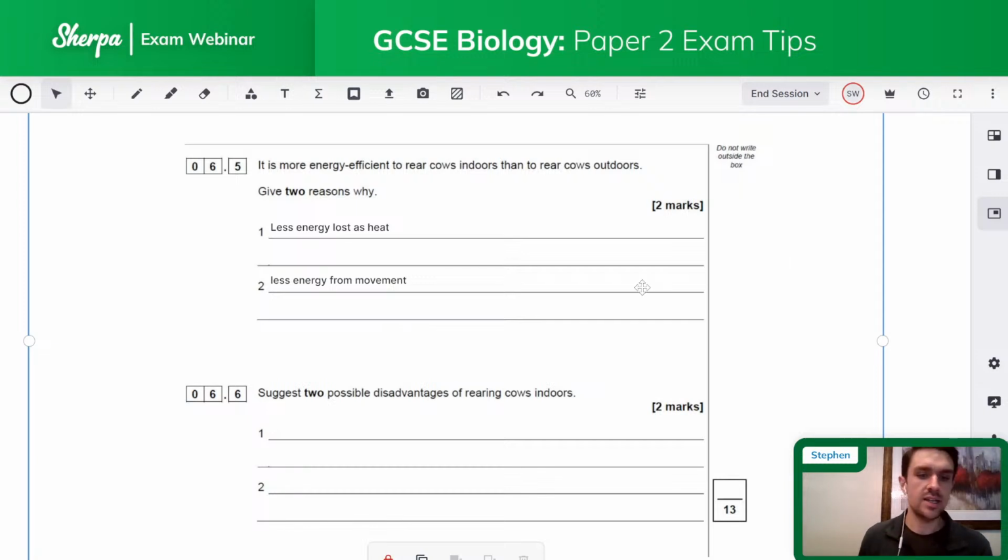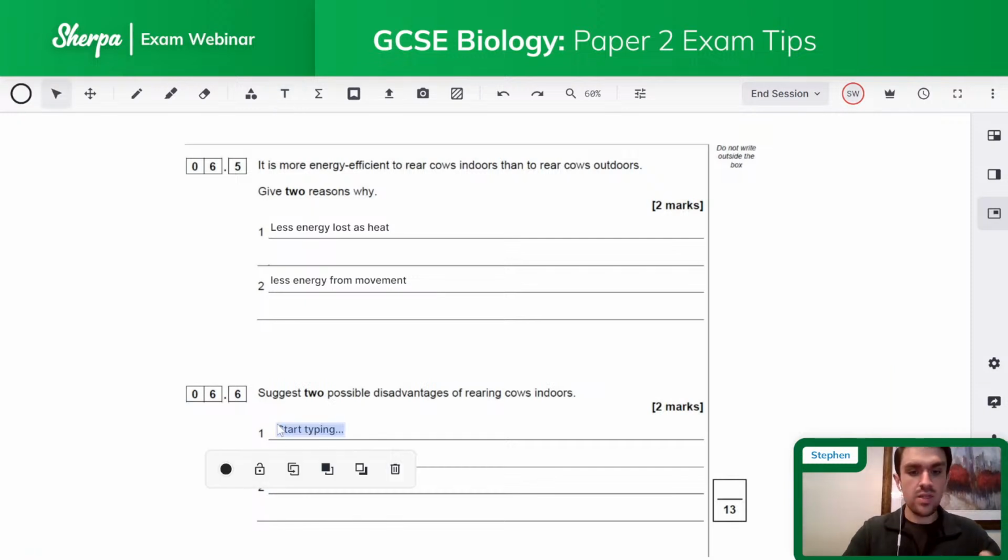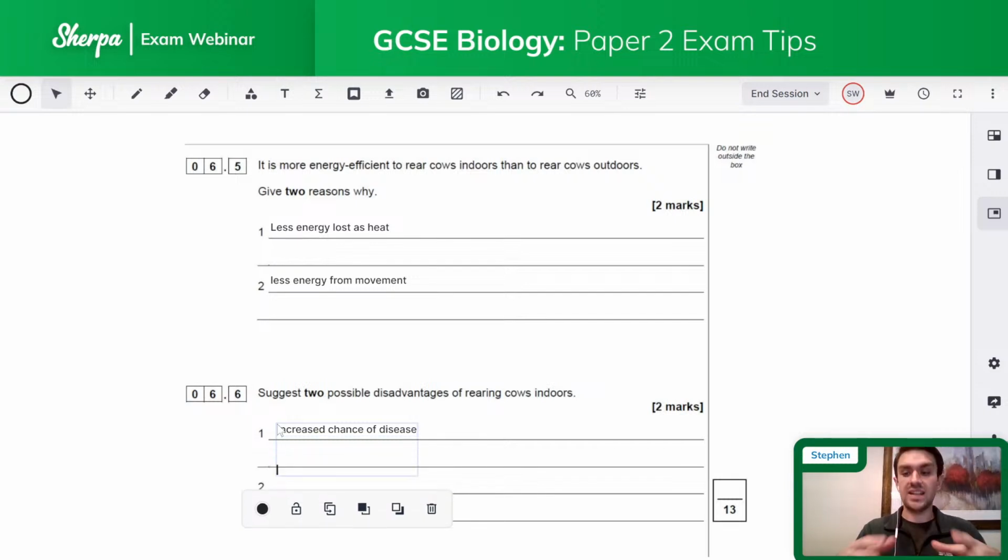And 6.6 suggests 2 possible disadvantages of rearing cows indoors. Again, this is a type of question that is simply recall from the course. Okay, they're not giving you any extra information. They're asking you to just recall what you've been taught. So here, think again, why is it not good if they're all huddled together? Well, you could say anything from an increased chance of disease. So if they're all packed really tightly together, that disease can more easily spread throughout the population of cows.